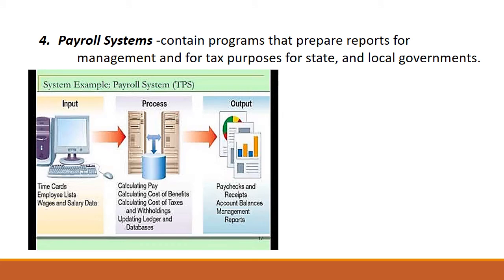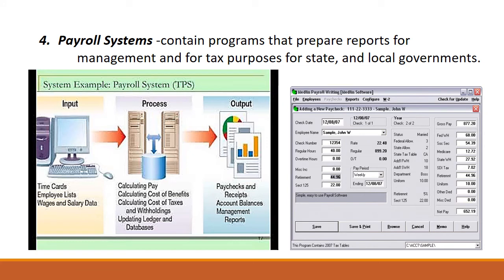The fourth function performed by the transaction processing system is the payroll systems. Payroll systems accept input about employee pay rates or salaries, hours worked, and deduction amounts, and then compute deductions, subtract them from gross earnings, and issue paychecks to employees for their net pay. These systems also contain programs that prepare reports for management and for tax purposes for state and local governments. This is an example of a payroll system.